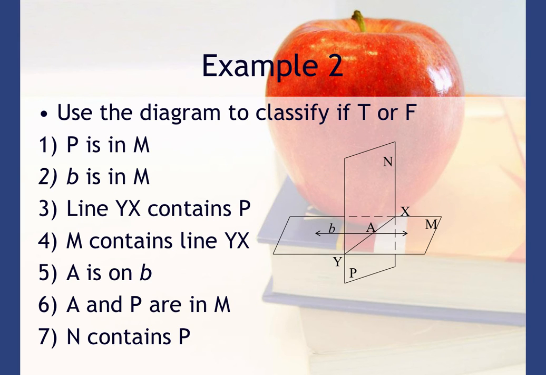All right, now you've got your diagram, right? So you have a horizontal plane drawn there, a vertical plane drawn. The N and the M are the names of the planes. So they're not points, but the names of the planes. Everything else is a point on there except for the lowercase b. The lowercase b is the name of the line. Try to answer these.